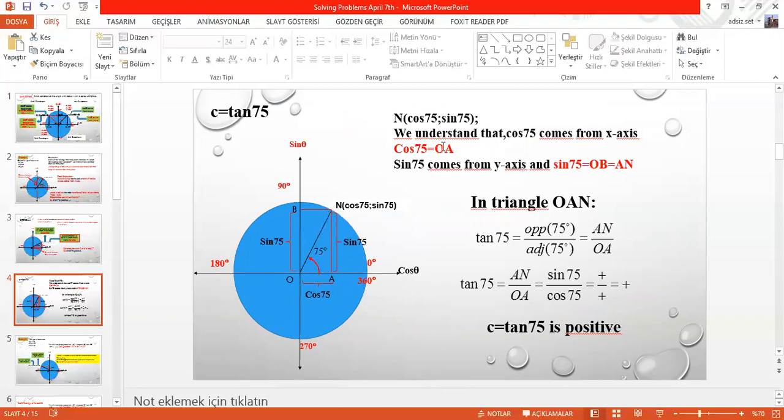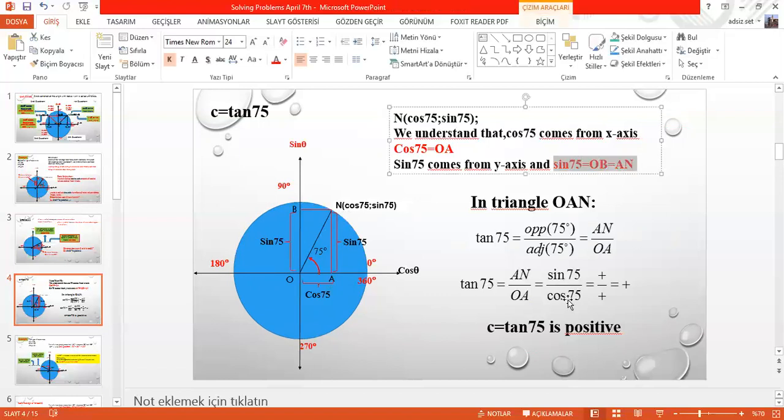And then cosine 75 is OA, and OA is positive. It is in the positive part of the x-axis. Now, sine 75 in the right triangle OAN is the ratio of the opposite side of 75 and the hypotenuse, which is AN divided by 1, so sine 75 is equal to AN.